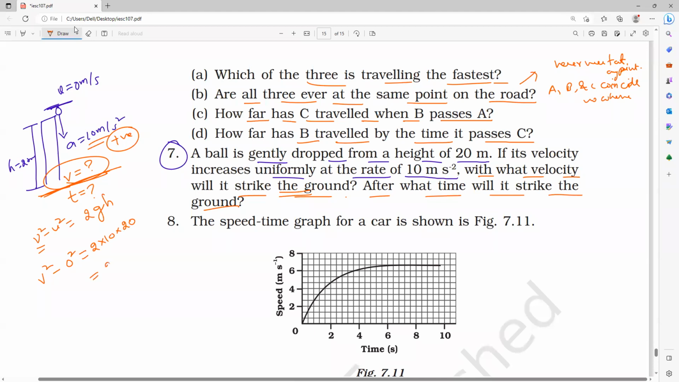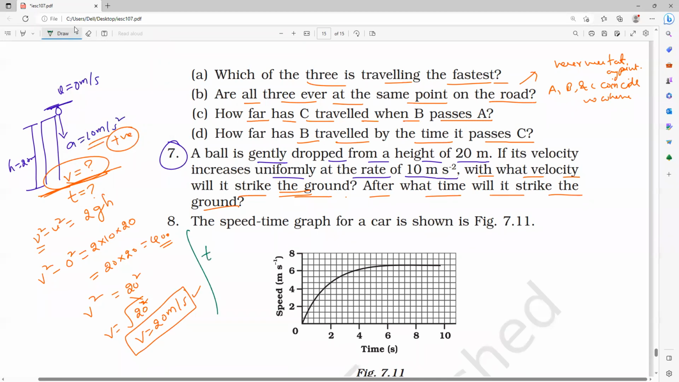Which is equal to 20 into 20, which is 20 square. Can I write it or not? Yes, 20 into 20. So the square and 20 will get cancelled. So what is the final velocity, everybody? 20 meters per second. Or else you can write 400 also, so root 400, how much, guys? 20 only. Correct?